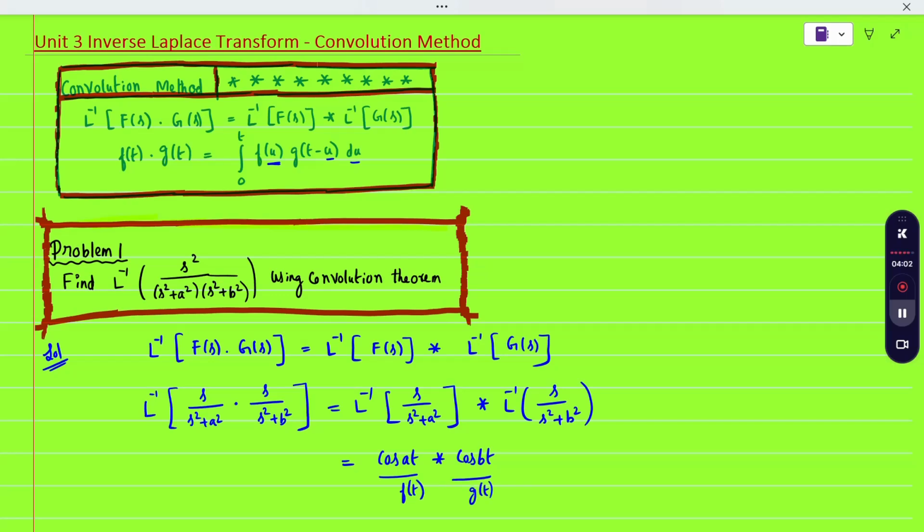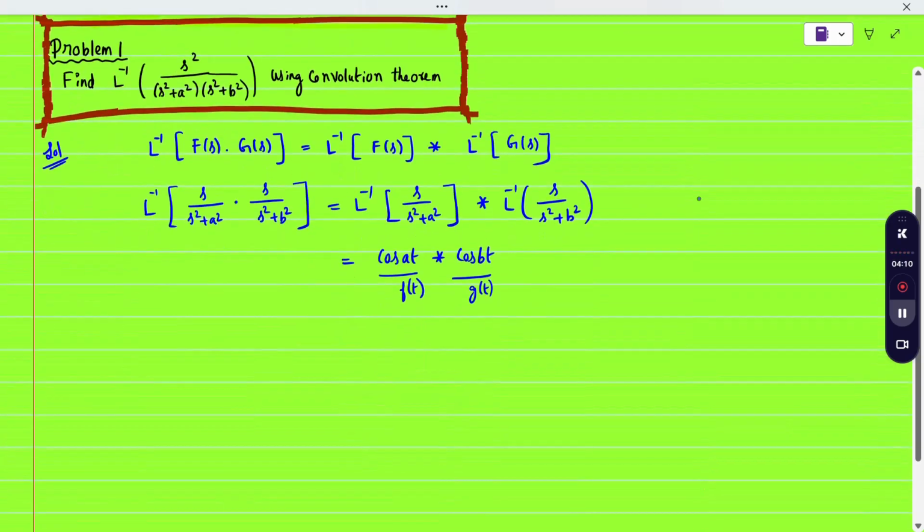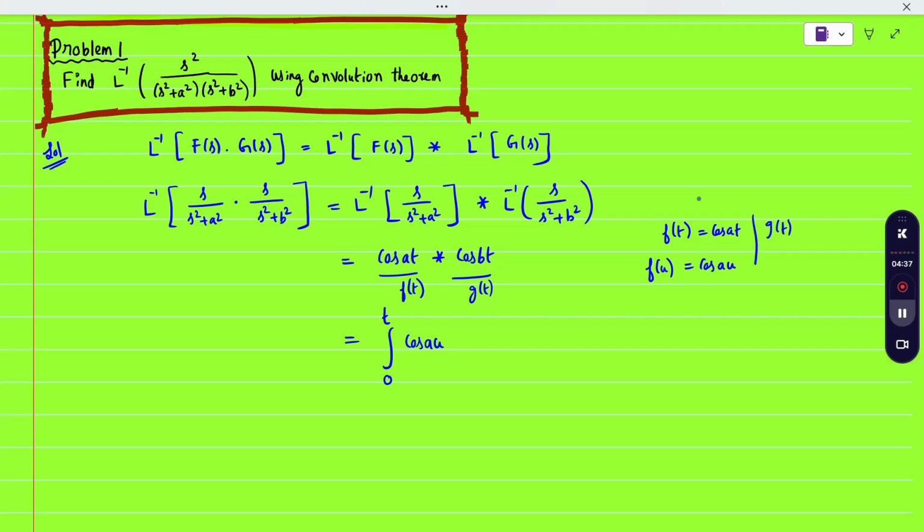Check in the question, f of t into g of t. Now I have to write it in this format, integral 0 to t. When I write integral 0 to t f of u, I should not write it as t, don't make that mistake. Cos au, only t should be replaced by u. I know f of t to be cos at, so f of u is cos au. In the same way, g of t I know to be cos bt. So g of t minus u.